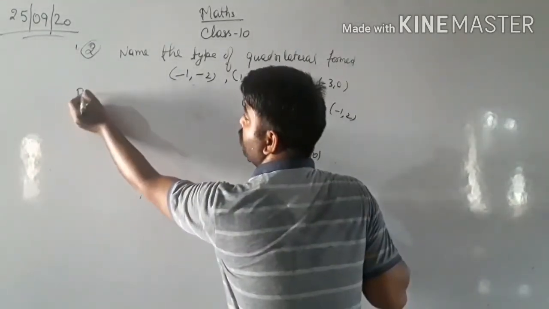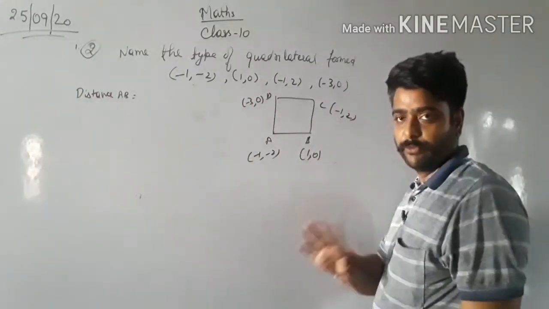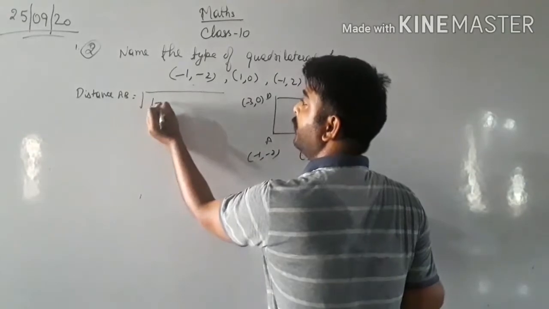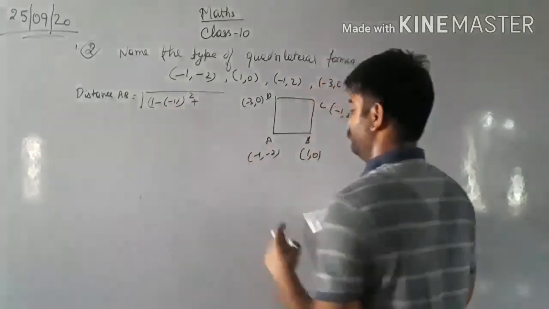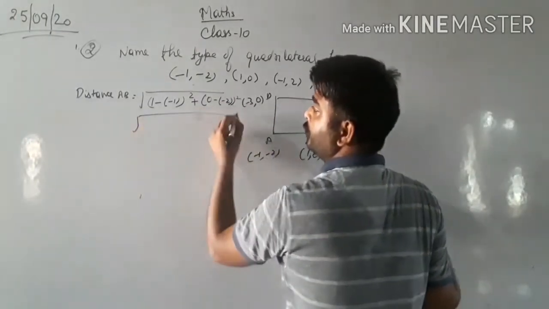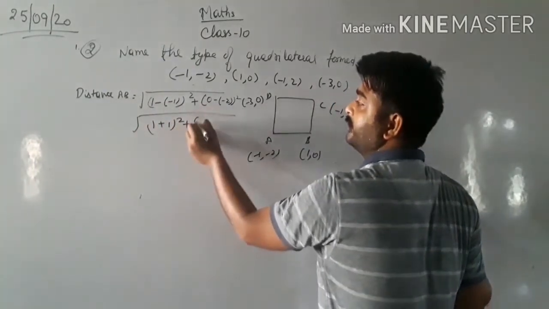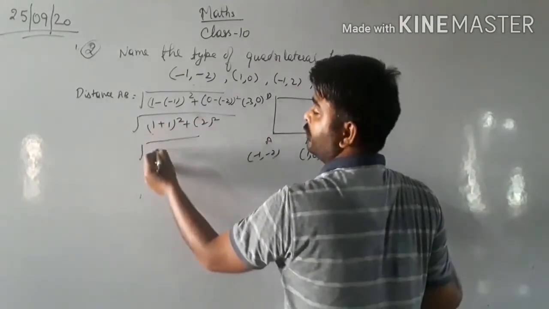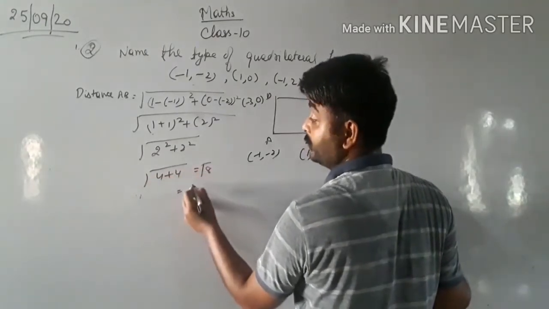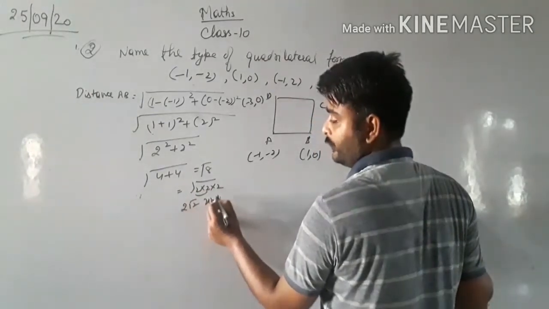Now distance AB. I will not write the formula, class. It is root of 1 minus -1 whole square plus 0 minus -2 whole square. So it's 1 plus 1 whole square, and minus minus plus, it's 2 whole square. So it is 2 square plus 2 square, that is 4 plus 4, root of 8, which can be written as 2 root 2 unit.